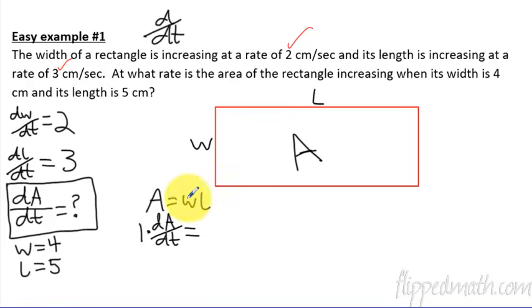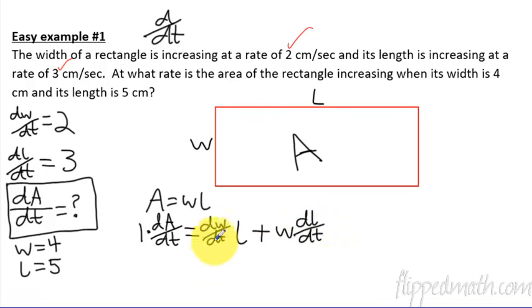So I'm going to do product rule. I'm going to ignore this 1 times part. I'm going to do that part for all of this. So the product rule: derivative of the first, so I'm going to have dW with respect to time times L, I'm not touching L, plus, and now I leave the first one alone, so I'll leave it as a W, and then I do the derivative of L with respect to time.